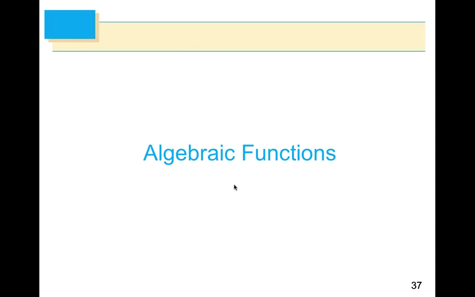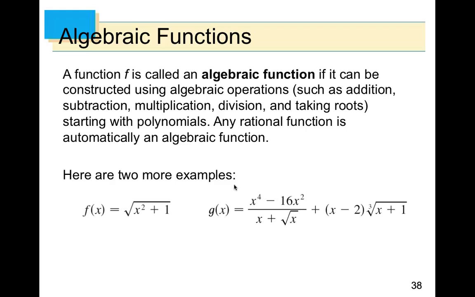Algebraic functions. A function f is called an algebraic function if it can be constructed using algebraic operations, such as addition, subtraction, multiplication, division, and taking roots, starting with polynomials. Any rational function is automatically an algebraic function. Here are two more examples.